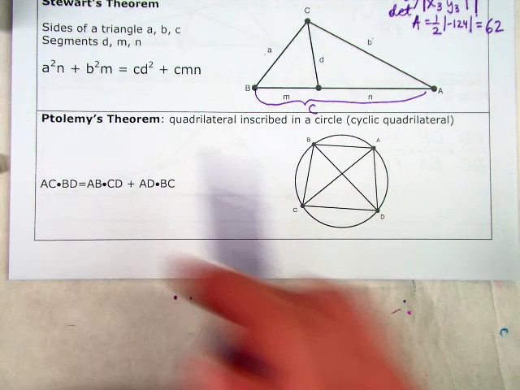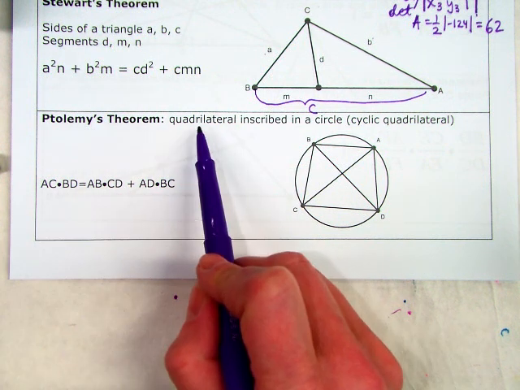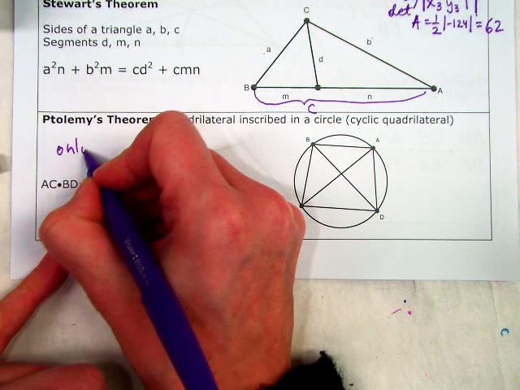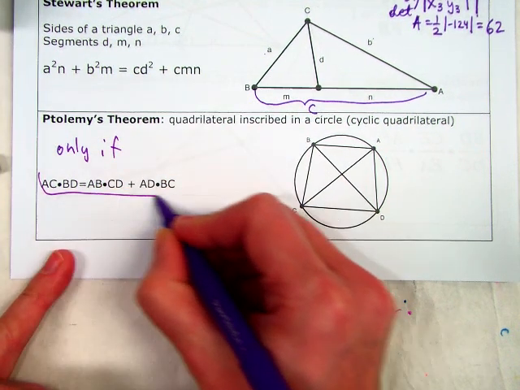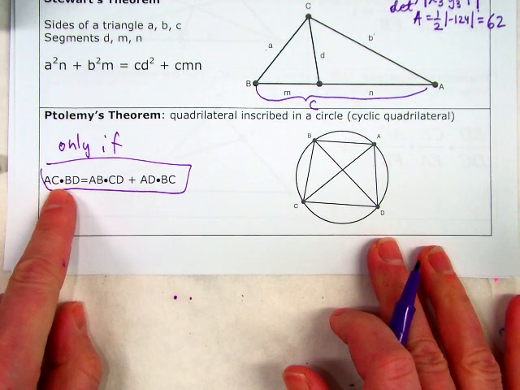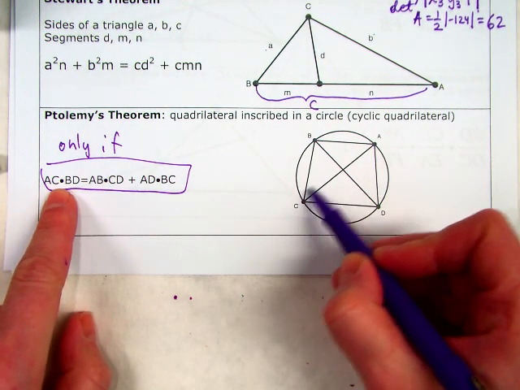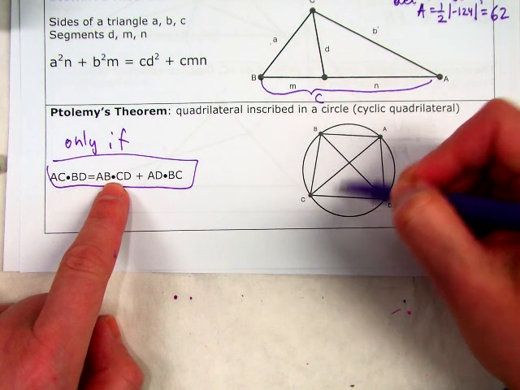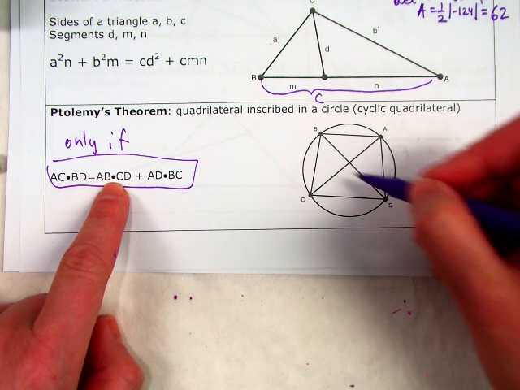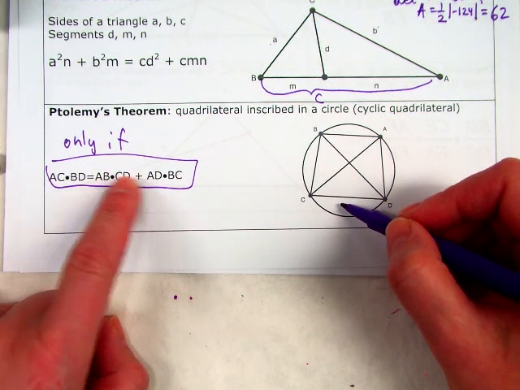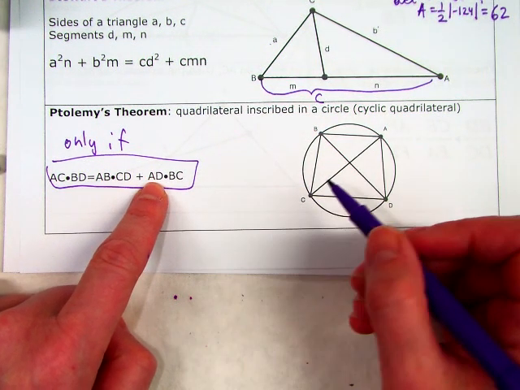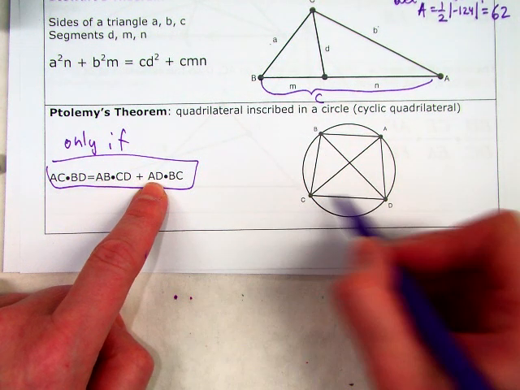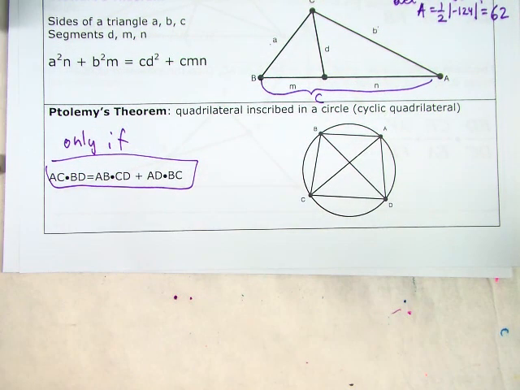Ptolemy's, I'm not even sure if I'm saying it right. A quadrilateral is inscribed in a circle only if the following is true. AC, that's the diagonal, times BD, the other diagonal, is equal to the product of the opposite sides added together. AB times CD plus AD times BC. So if you see a picture like this, a quadrilateral inside a circle with diagonals, that's probably what you're going to be using. Good?